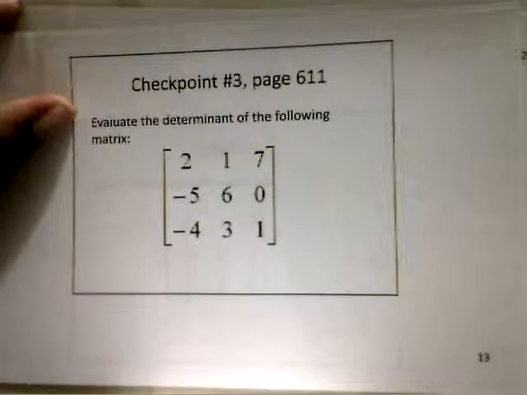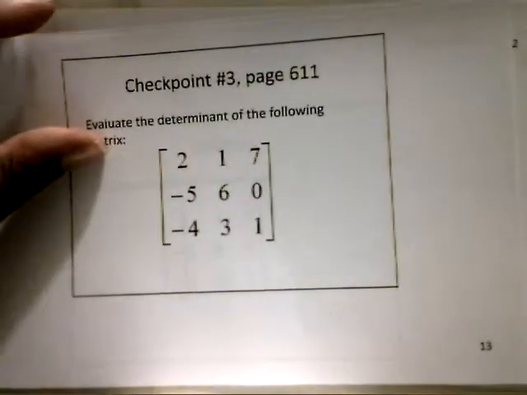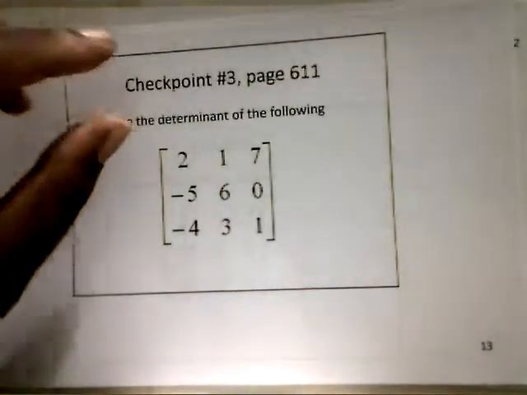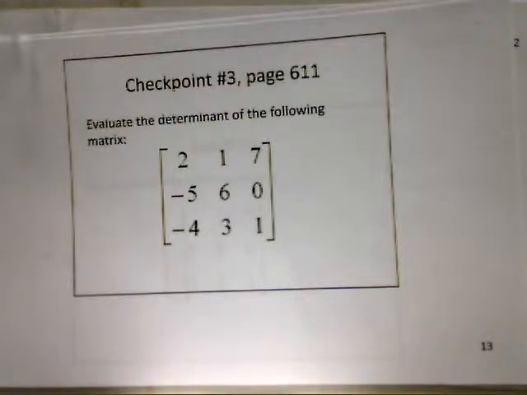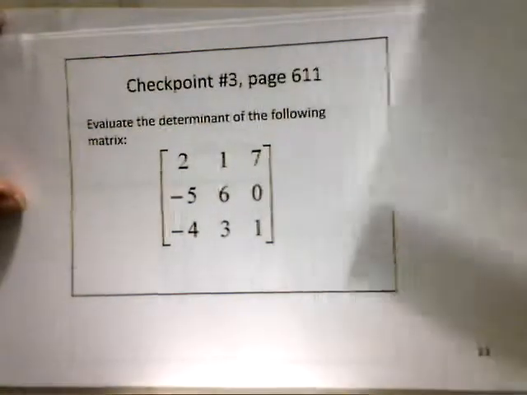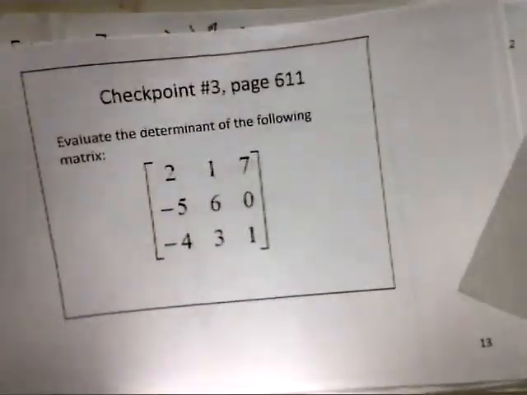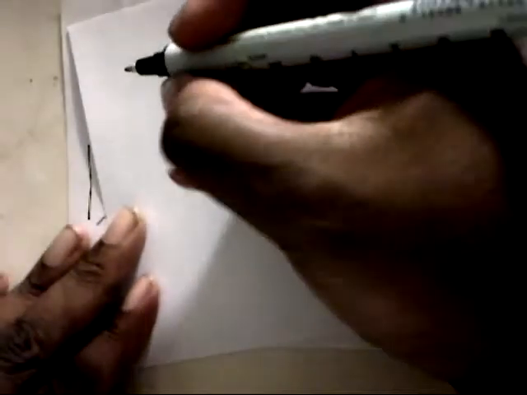Okay. Now let's look at this. We're going to use this to expand by minors here. Let's say we had this matrix here: 2, 1, 7, negative 5, 6, 0, negative 4, 3, 1. And we want to evaluate the determinant of that matrix. Let's do this by expansion by minors.